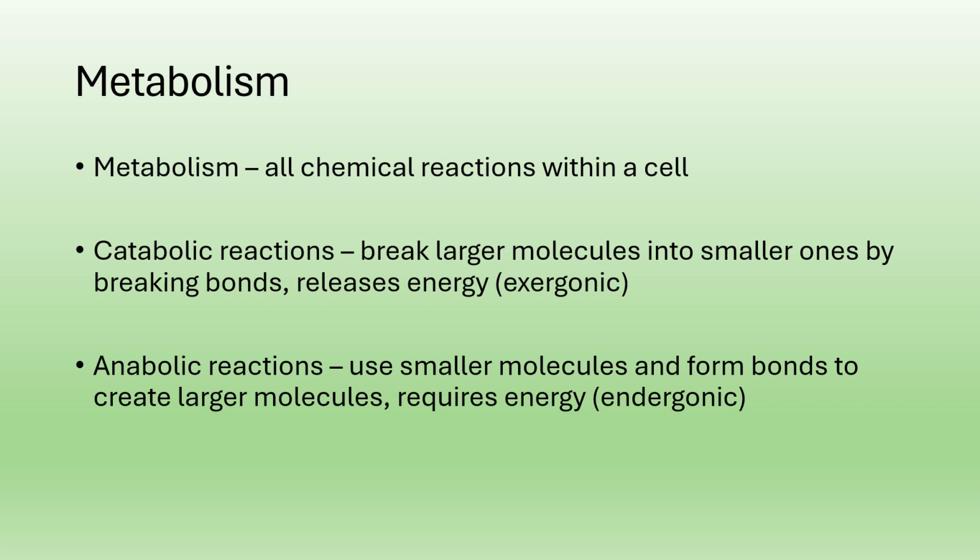Catabolic reactions take a larger molecule and break it down into smaller ones. So you're breaking bonds, and whenever you break a bond, you're releasing energy. So it's also called an exergonic reaction. The reverse is an anabolic reaction. You take smaller molecules and connect them together, forming bonds. That requires some energy. So you're taking two or three smaller things and connecting them to make a larger molecule. It's referred to as an endergonic reaction because it does require energy.